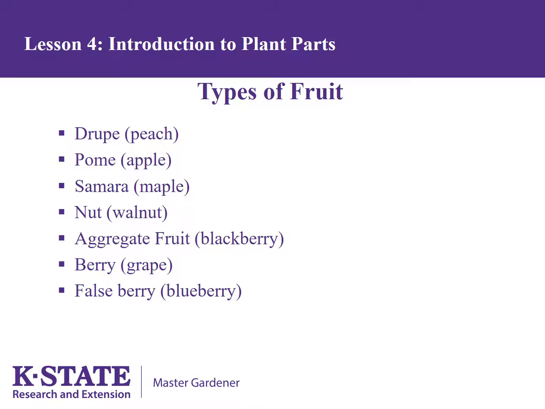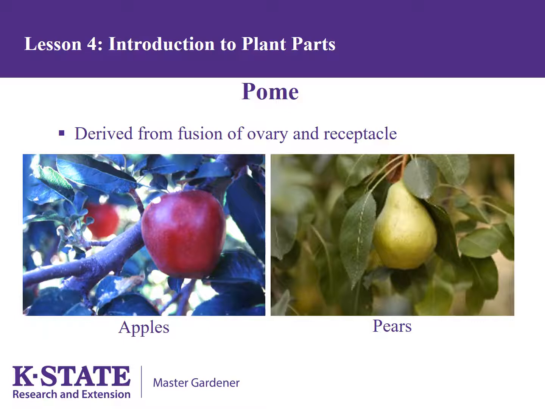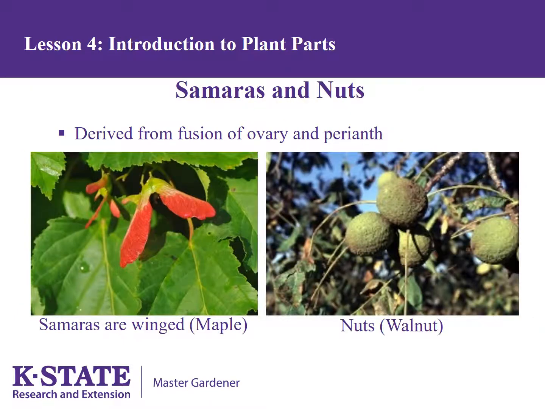These are all different types of fruit from a botanical viewpoint. Notice it includes walnut, which would not be considered a fruit from a horticultural perspective. Let's look at these separately. Drupes are a one-seeded fruit that is derived entirely from an ovary. Examples include peaches and cherries. Pome fruits are derived from the fusion of an ovary and a receptacle. Examples include apples and pears. Samaras and nuts are derived from the fusion of the ovary and perianth. A samara is winged, but a nut is not.